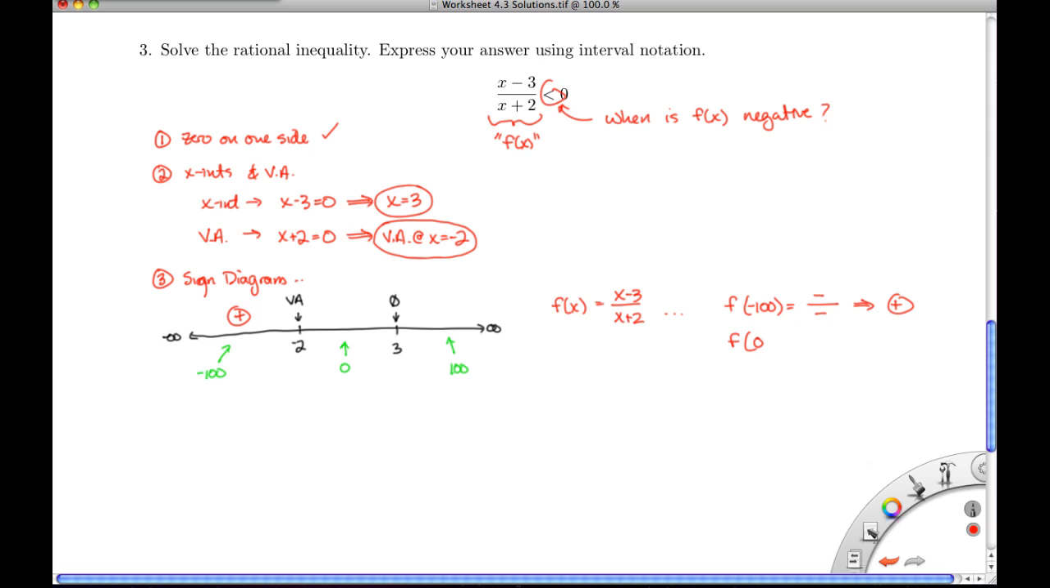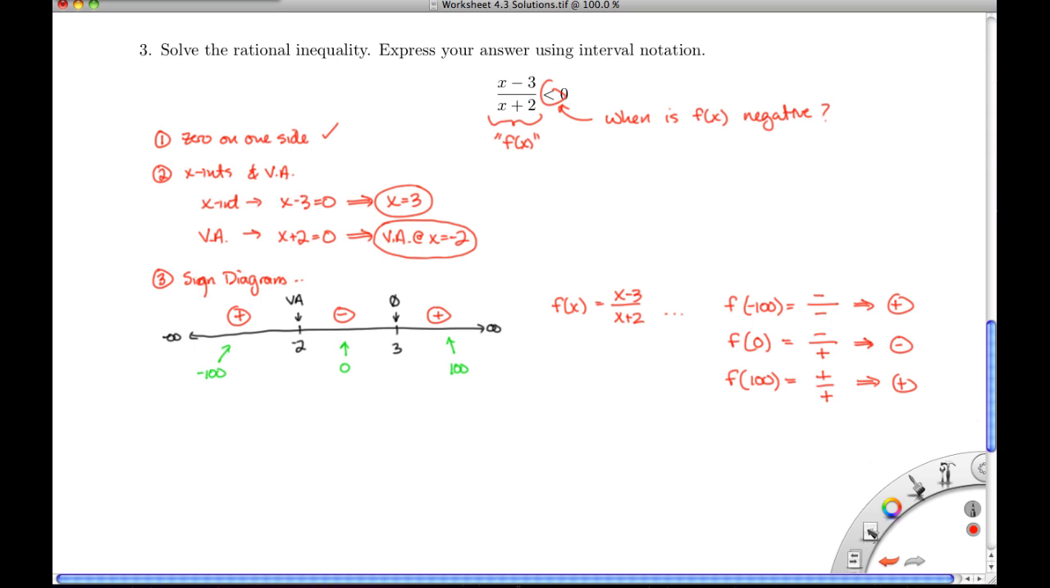Repeat the process. We plug in our second test point, 0. That's going to give us a negative number up top. It's going to give us a positive number in the bottom, which will result in this expression being negative, because a negative divided by a positive is going to be a negative. So our function is negative over that entire interval from -2 to 3. Lastly, we'll plug in 100 for our function, and we get a positive number divided by a positive number, which tells us that on this interval our function is going to be positive, or above the x-axis if we wanted to think about it graphically.